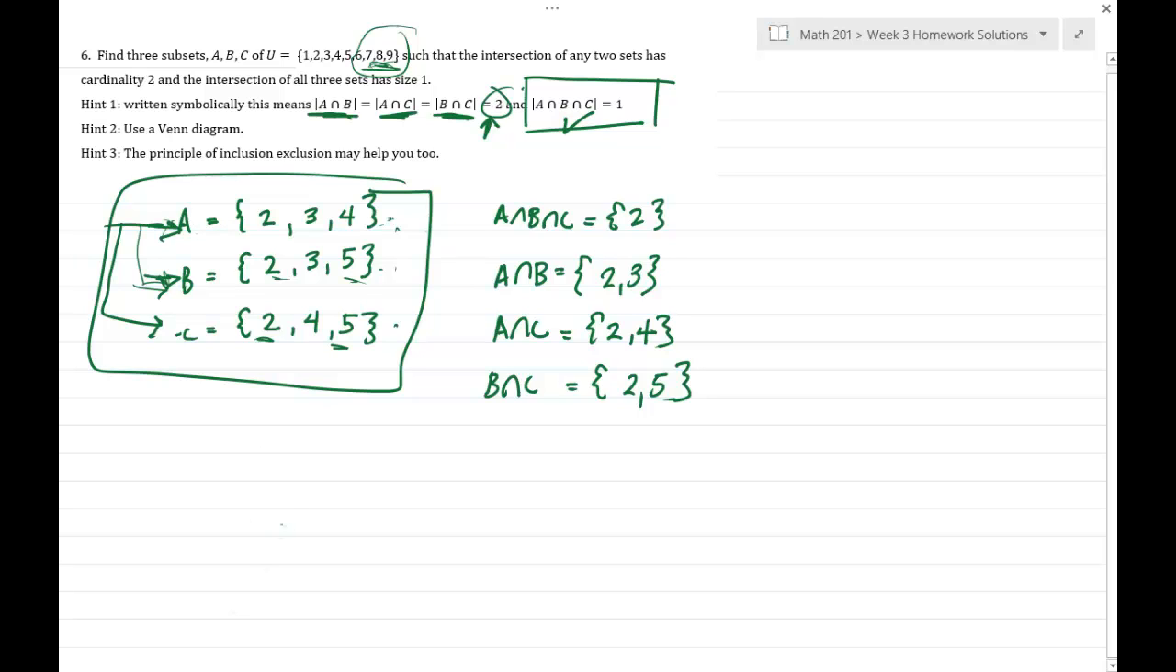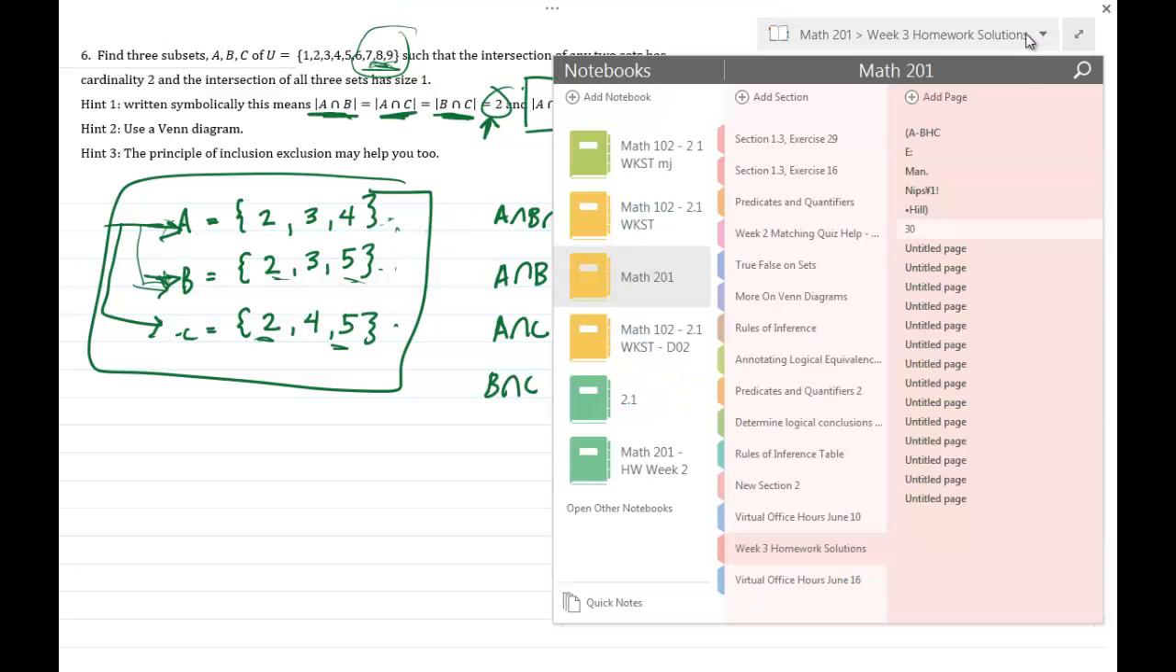Okay. There's a lot of solutions. See if you can play around and find some more. But we don't have to include everything in the universal set in these 3 sets. It's okay. It could all live on the outside. So this satisfies the conditions.